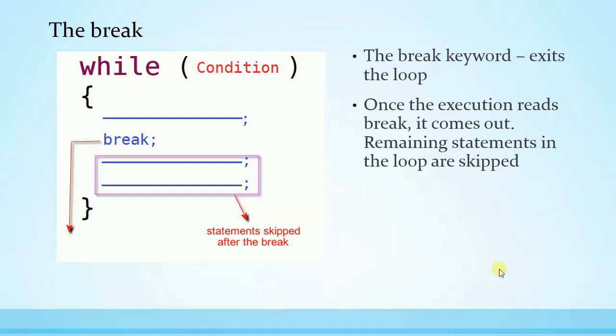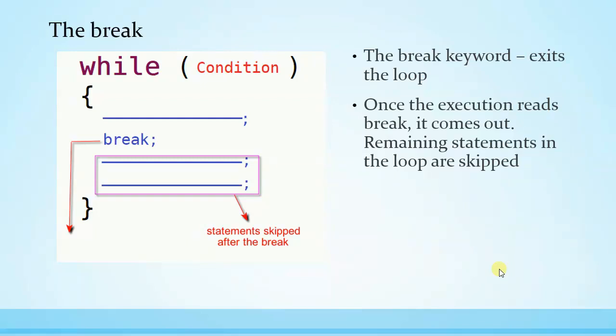No matter what is there in the condition, once it sees the break, it comes out of the loop. For example, let us say this while loop will execute 100 times, and at the 101st time the condition will return false and we will come out of that loop. We will call that a normal exit. But here, the first time the condition evaluates to true, we will execute the first statement. Then the execution looks at the break.